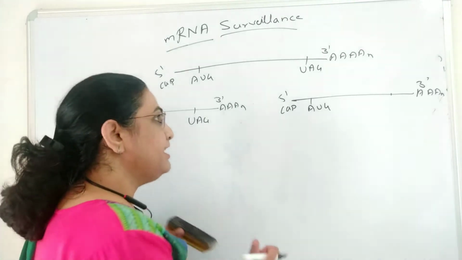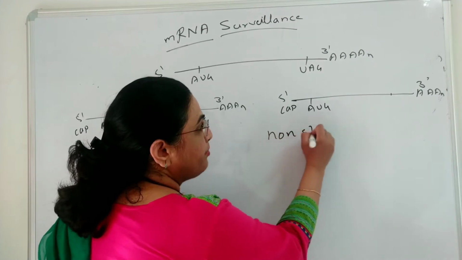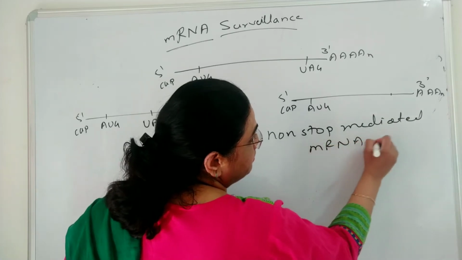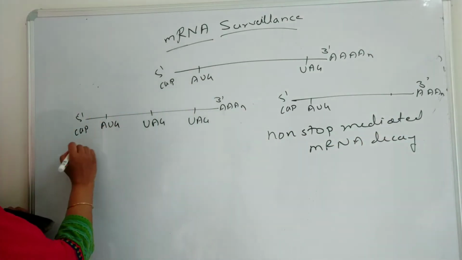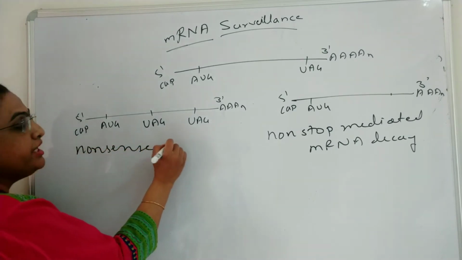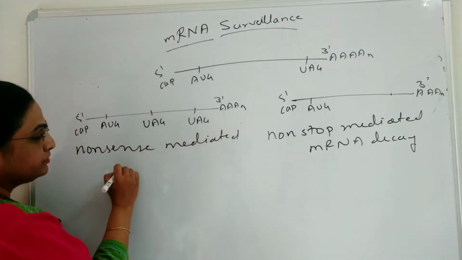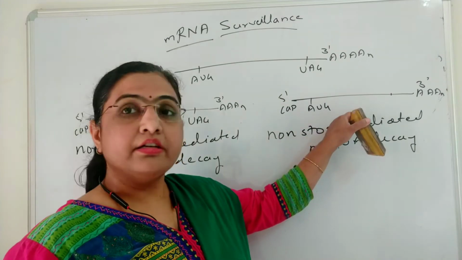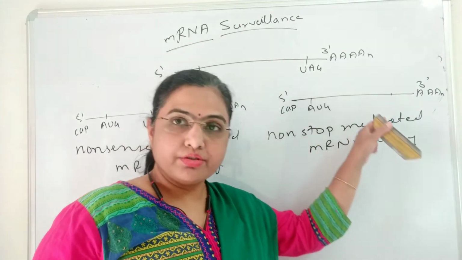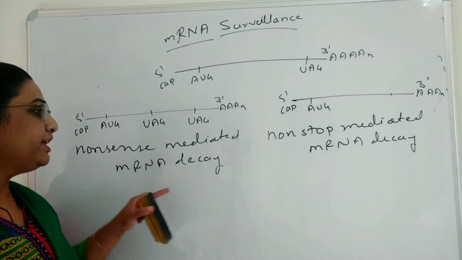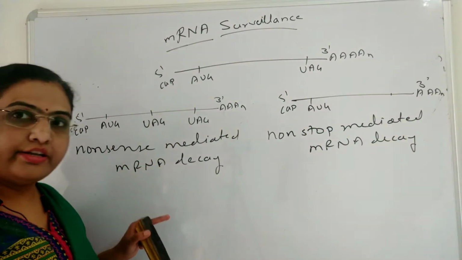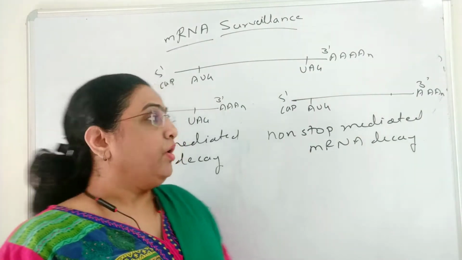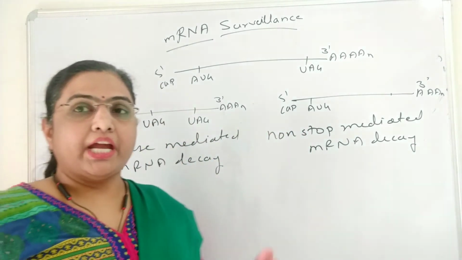For that purpose, there are two mechanisms of mRNA surveillance present in the cell. The first is called non-stop mediated mRNA decay, and the second is nonsense mediated mRNA decay. In non-stop mediated mRNA decay, the mRNA which doesn't have the stop codon is degraded, and in nonsense mediated mRNA decay, the mRNA which has an extra stop codon in frame is degraded. So these are the two types of mechanisms.